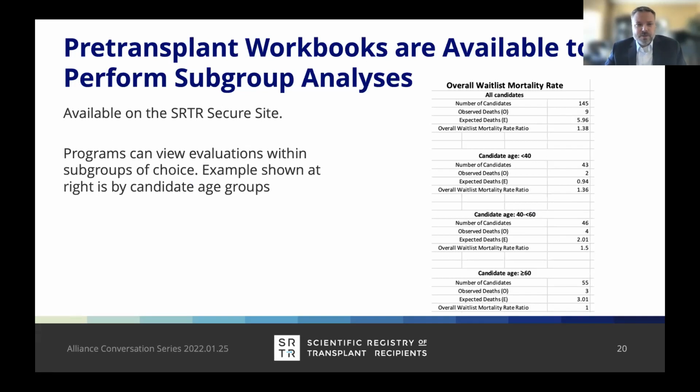We do make tools available. I won't get into depth on these, but we do have webinars on our website available to learn more. There are workbooks available on the SRTR secure site so that you can do your own subgroup analyses for patients in your waitlist mortality rate experience. The example shown to the right shows the overall for all candidates, but then again, stratified by certain age groups. There are some pre-canned substratifications on those tools, but you can construct your own as well. Those tools are in Excel files, so you have to have a bit of skill with Excel. But again, we have some tutorials on our website about how to use those if that's helpful to you.